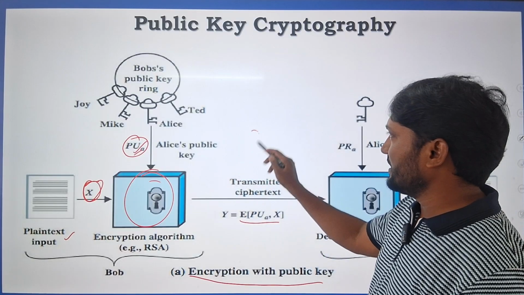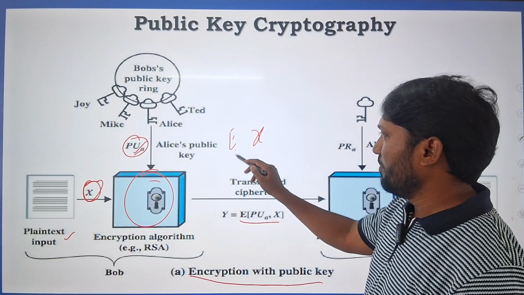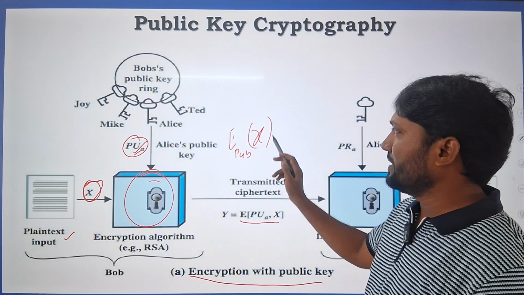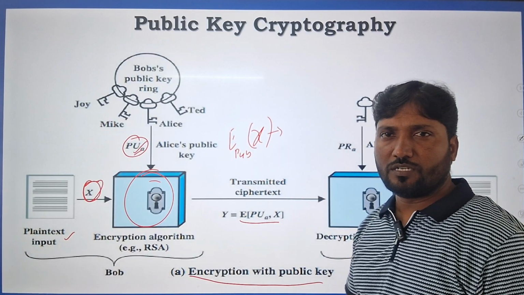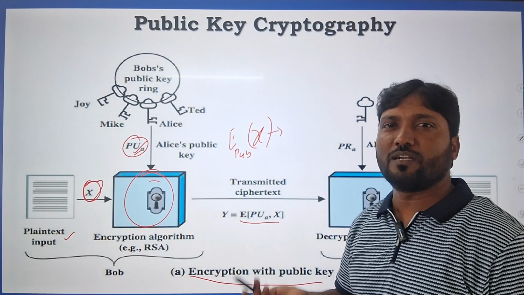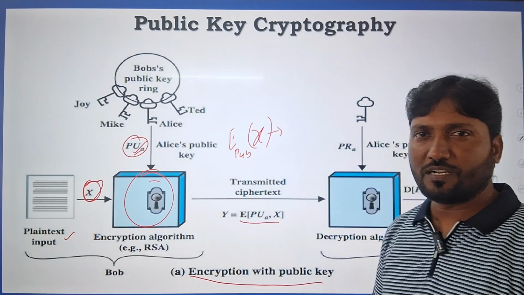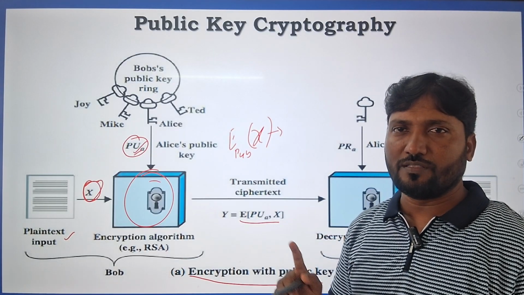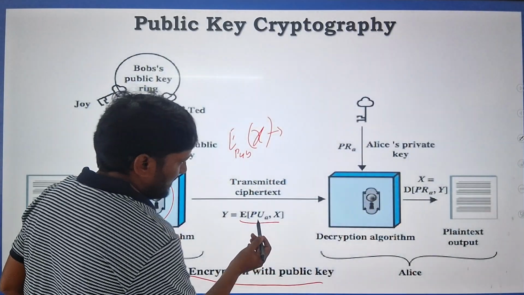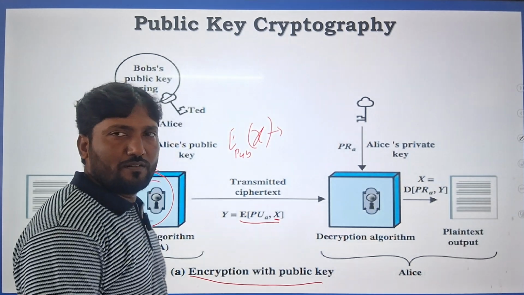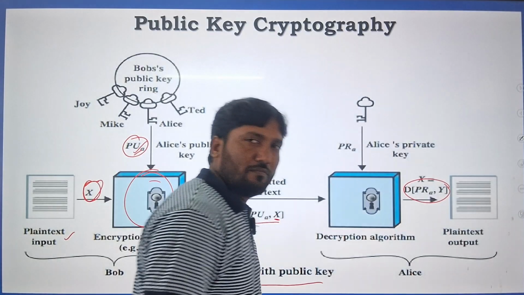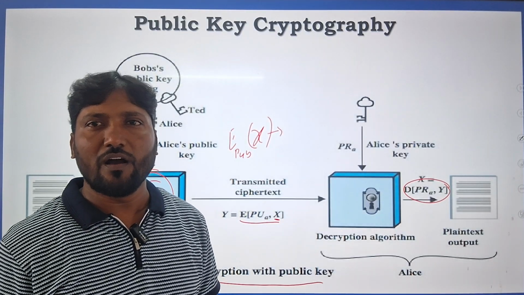The given X is encrypted by using the public key of B. Because to decrypt that X, we require the private key of B only. The private key is a secret key, right? The secret key is held only by the person who is the receiver. So that's why it is encrypted by using the public key of B, and then it is decrypted by using the private key of B, or A.